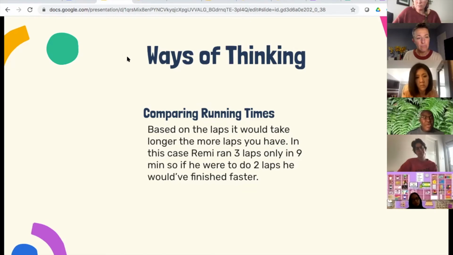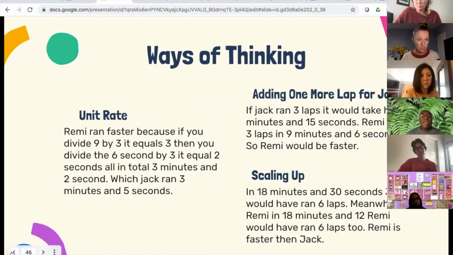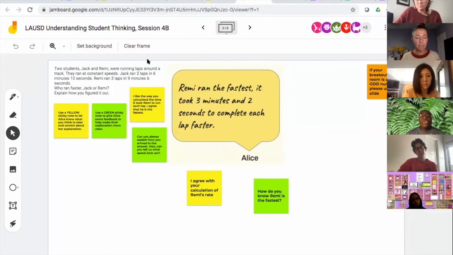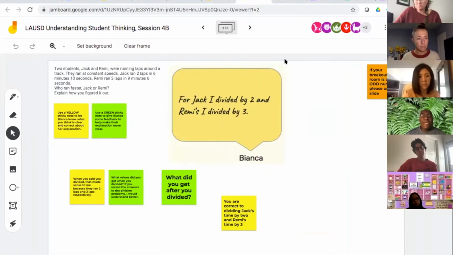For example, when you look at Alice's explanation, Remy ran the faster, it took 3 minutes and 2 seconds. And then compare that to Bianca. For Jack, I divided by 2, and Remy, I divided by 3. So how do we calibrate the mathematics to ensure that they are leading to the correct mathematics, not just saying things, and then we justify that because they made an explanation? So that's what I mean by formalization.